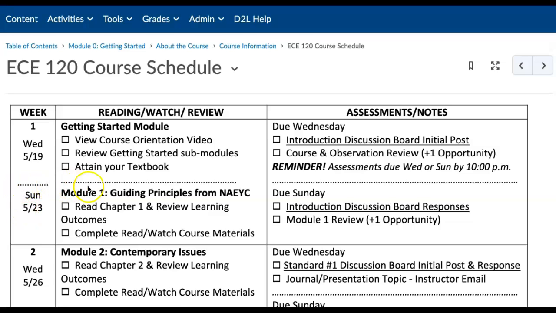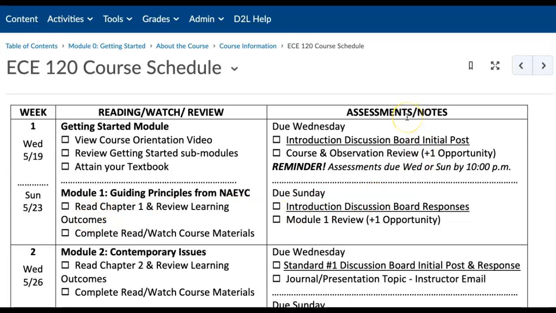Continuing with week 1 under the dotted line, which is the indicator for Sunday, so due by the 23rd, Module 1, Guiding Principles from NAEYC, that's the National Association for the Education of Young Children. You're reading Chapter 1 and reviewing the learning outcomes within the required textbook. You will also complete the Read, Watch course materials, and you know the location because it indicates Module 1. Module 1 is the first of 7 learning modules for our course.